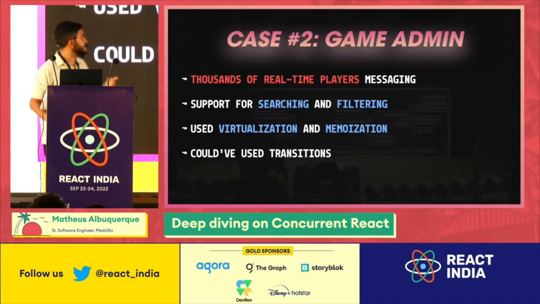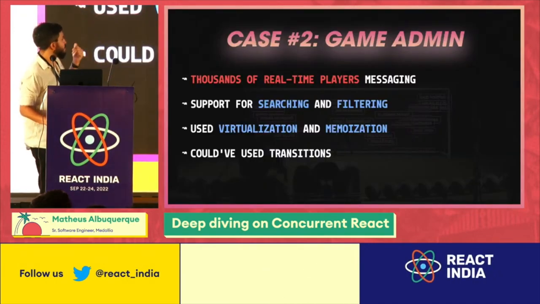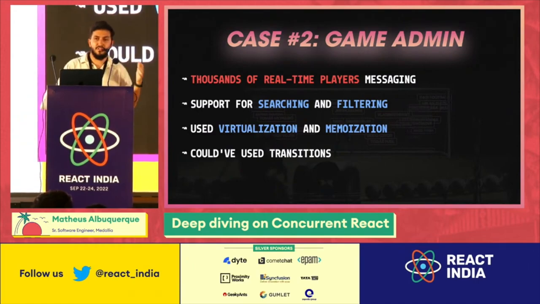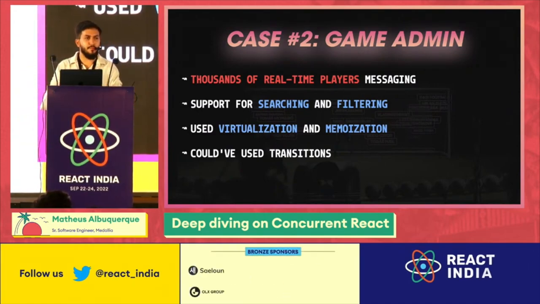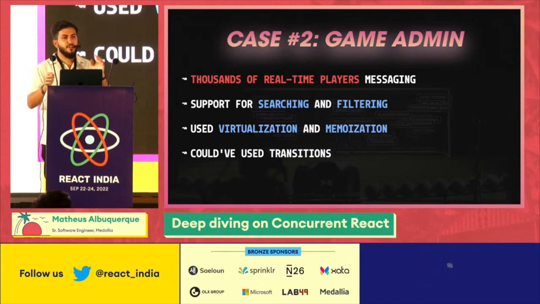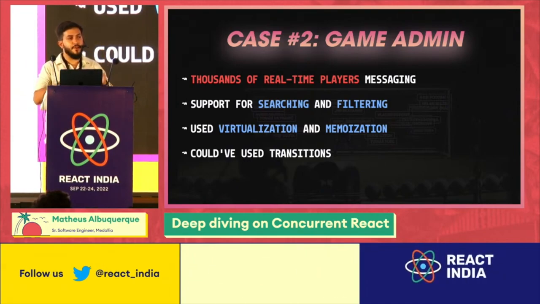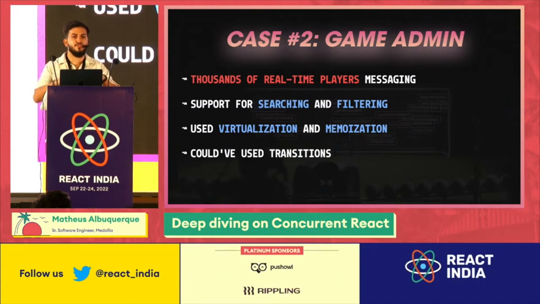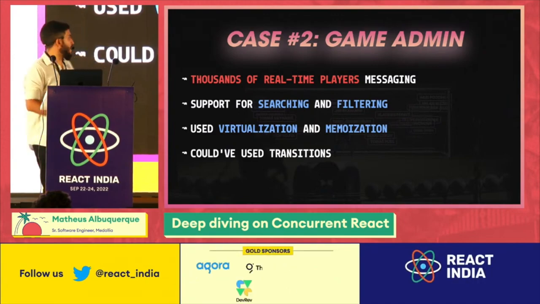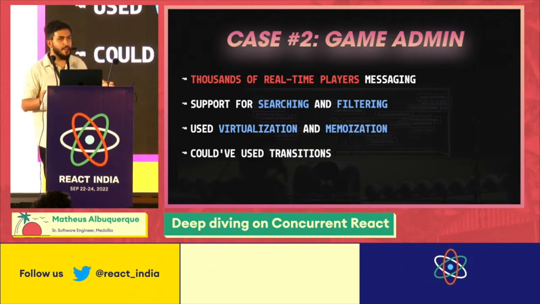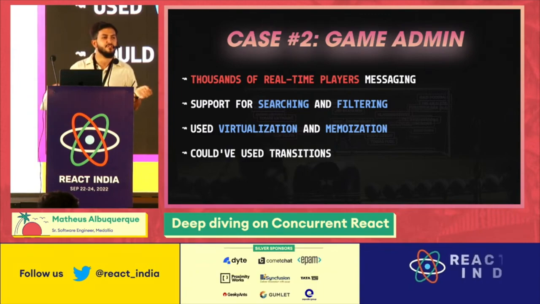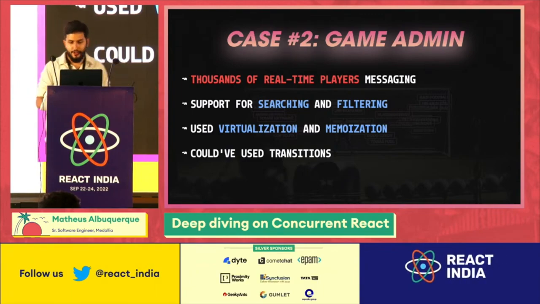And also, this one was 3 years ago. I was developing this football game where users could chat at the same time. There was an admin panel where you had thousands of users sending thousands of messages, and the admin should be able to search them, to query them, and that kind of stuff. Back then, we had to do virtualization and memoize basically everything. But actually, if we just had transitions, things could have been better.